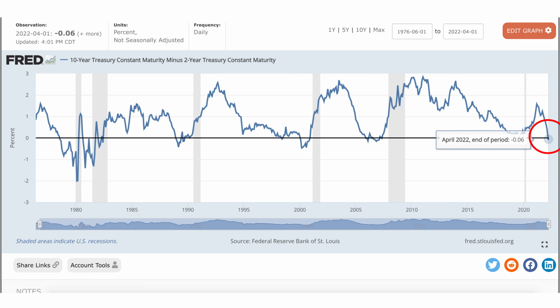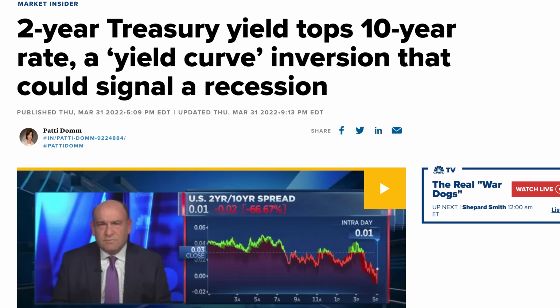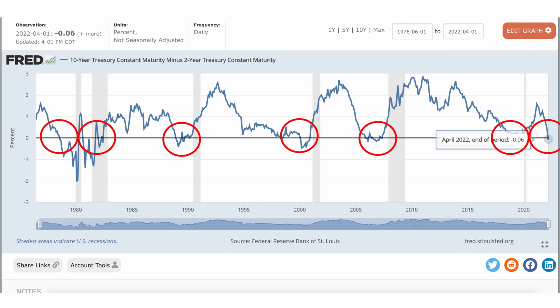Well, unfortunately, this isn't an April Fool's joke because the yield curve just inverted for the first time since 2019, sending a strong signal that the US is likely to go into a recession over the next 12 to 24 months, given that every time in the past 50 years that this has happened, the US has then gone on to go into a recession.